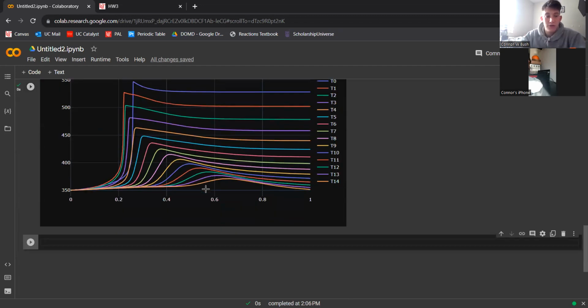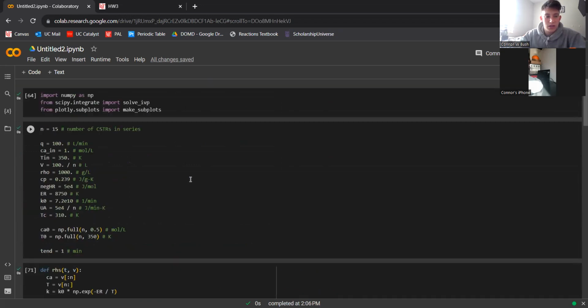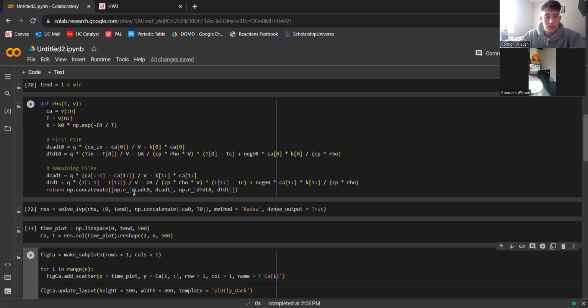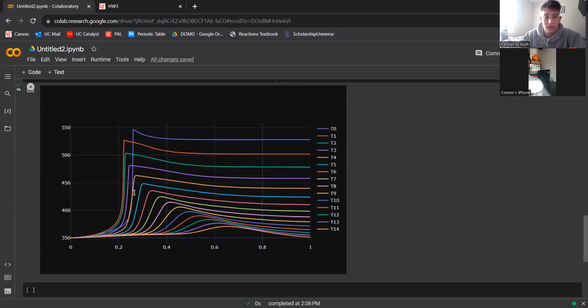So this is kind of a representation of what a discretized CSTR in series looks like. It's to mimic a plug flow reactor for an exothermic reaction when we apply cooling. So yeah, that's kind of everything we have going on there.